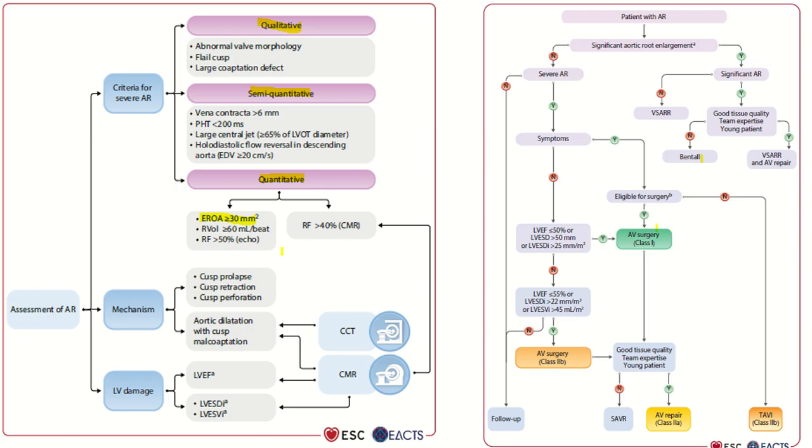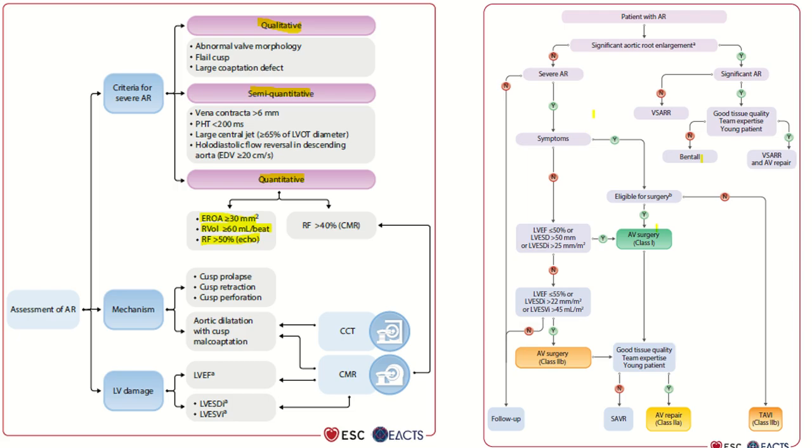In addition, regurgitant volume of more than 60 ml per beat is considered a sign of severe chronic aortic regurgitation. Additionally, regurgitant fraction, which is the fraction of blood regurgitating back to the left ventricle, being more than 50% of the forward ejection fraction, is considered another sign of severe chronic aortic regurgitation. Okay, so we have diagnosed this patient with severe chronic aortic regurgitation.